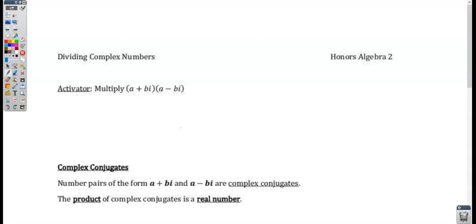In this video we're going to talk about dividing complex numbers. We'll get into how that all works in a little bit, but first I'd like you to do the activator problem that you see here. Multiply the quantity a plus bi times the quantity a minus bi. Go ahead and pause your video right now for a few seconds and come back and we'll talk about this question.